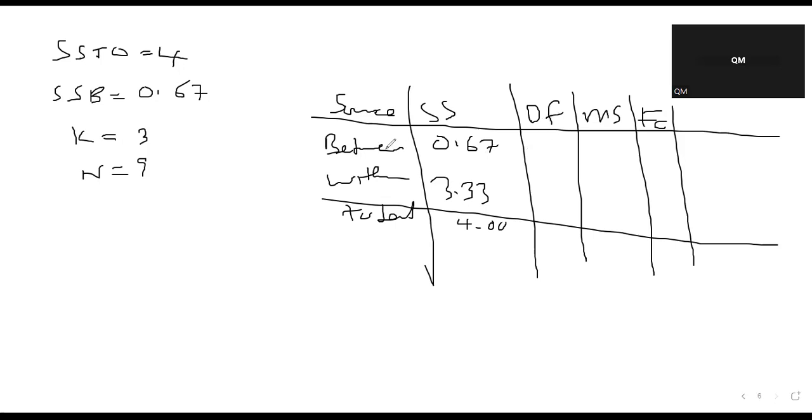Degrees of freedom for the between is K minus 1. 3 minus 1 is what? 2. The degrees of freedom for the within is N minus K. 9 minus 3 is what? 6. Then you total up to get 8. How do we get the mean of squares? We divide the sum of squares by the degrees of freedom. So let's divide by 2 and by 6.